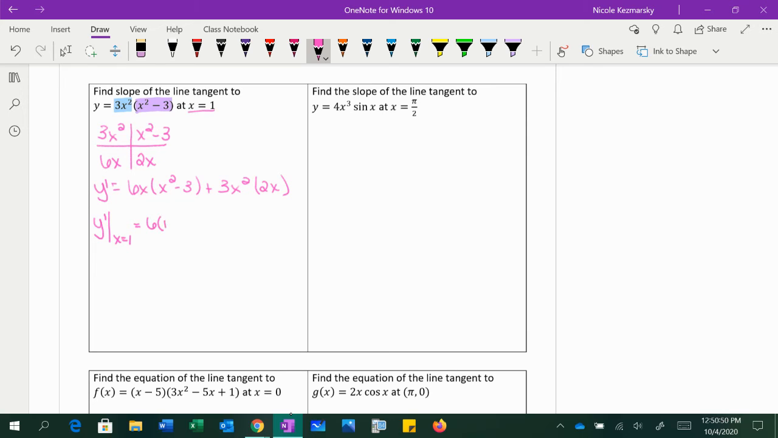And we're going to say 6 times 1, and then 1 squared minus 3, and multiply those together, plus 3 times 1 squared times 2 times 1. So we've got 6 times 1 minus 3 is -2, plus 3 times 2. So we've got -12 plus 6, which is -6, and that is our slope.